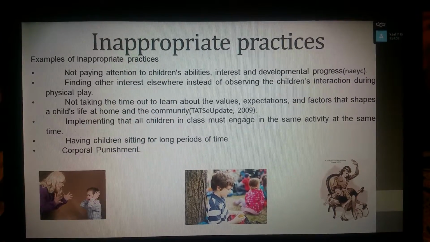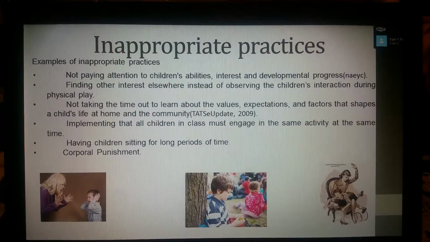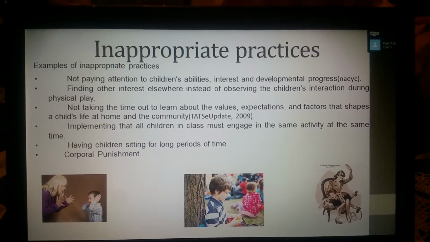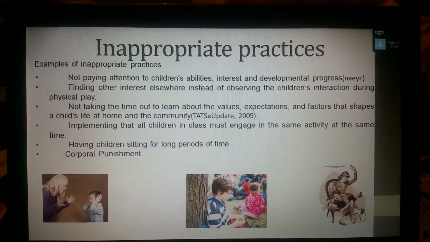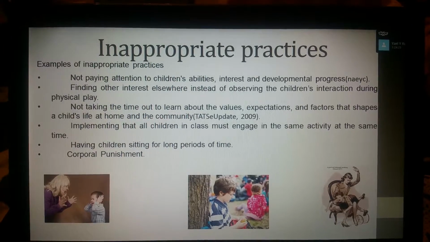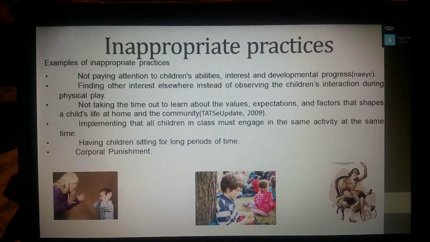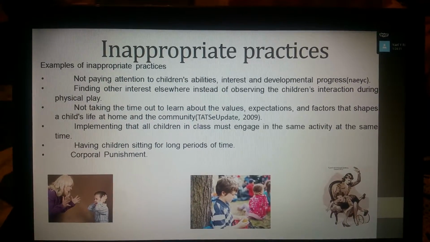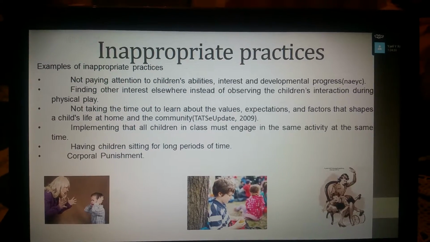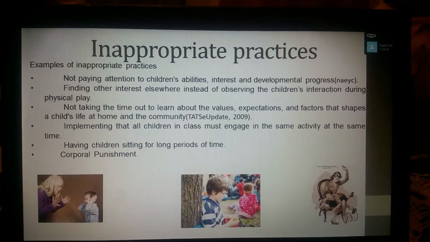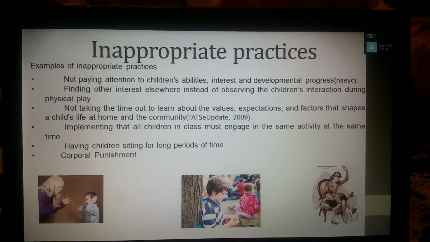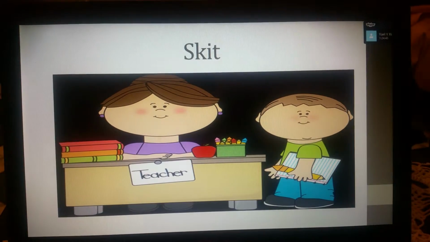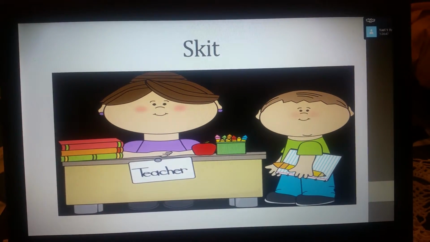Examples of inappropriate practices: not paying attention to children's abilities, interests, and developmental progress. Finding other interests elsewhere instead of observing the children's interaction during physical play. Not taking the time out to learn about the values, expectations, and factors that shape a child's life at home and in the community. Implementing that all children in class must engage in the same activity at the same time. Having children sitting for long periods of time. And corporal punishment.